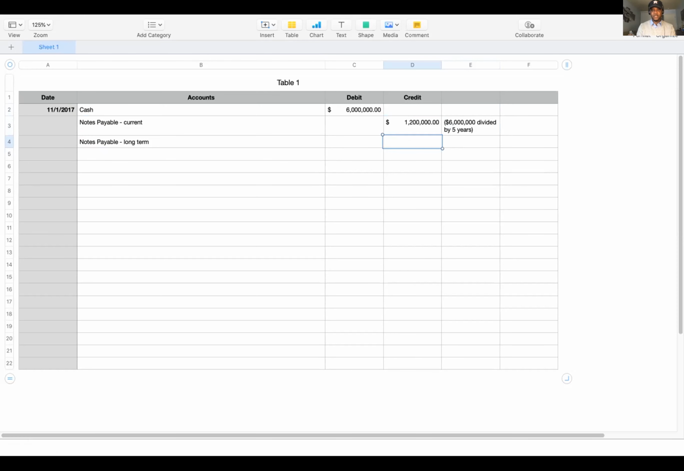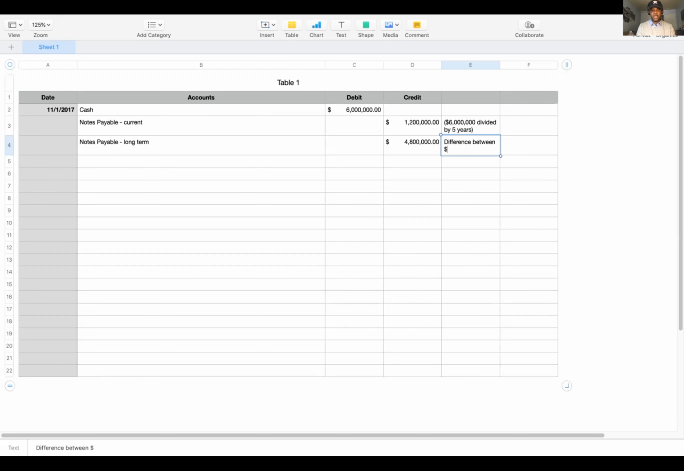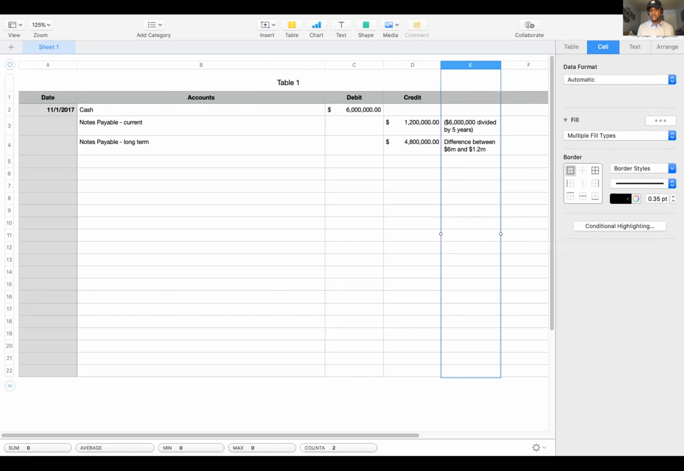The difference is what we owe long-term. What's the difference between the $6 million and the 1.2 million that's due current? Questions?